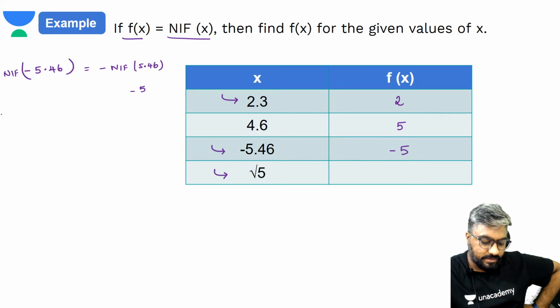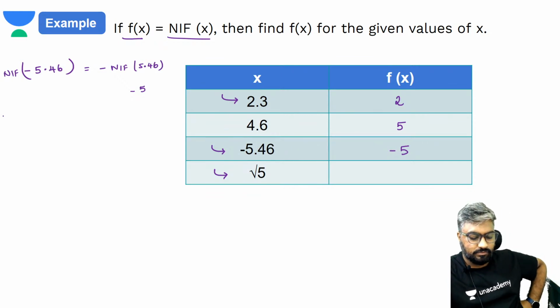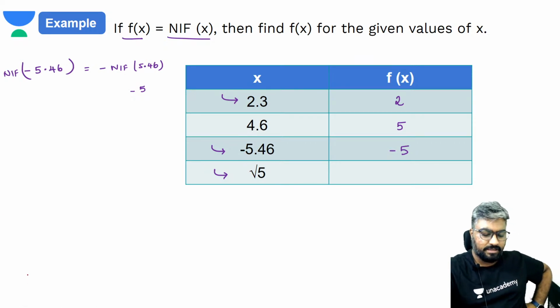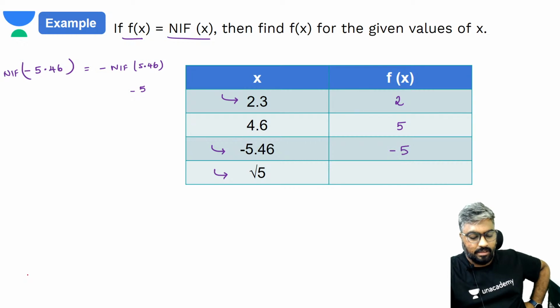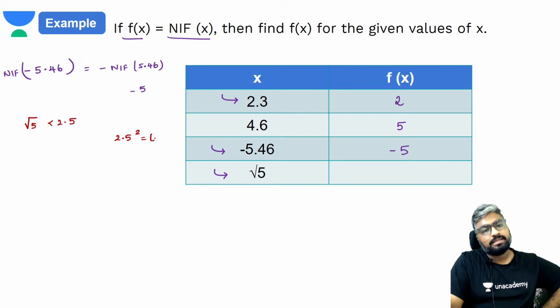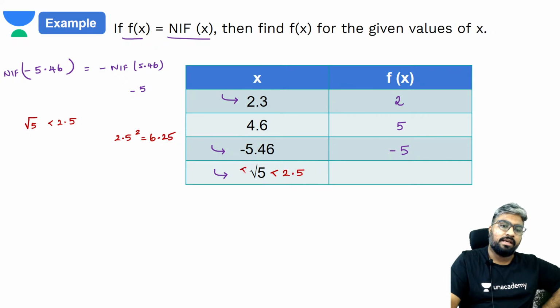What about root 5? What about root 5 guys? Root 5, will it be 2 or 3? We know that root 5 is less than 2.5. Correct? Why? Because 2.5 squared is 6.25. So this is definitely less than 6.25, so it has to be less than 2.5. Since this is less than 2.5 but greater than 2, what would it be? 2. Super, very good.